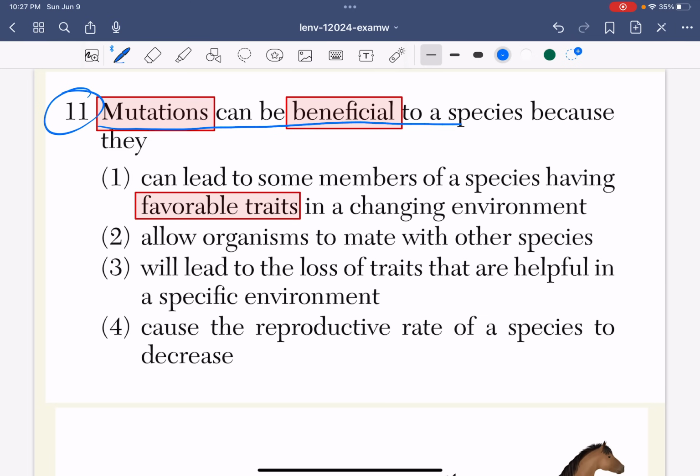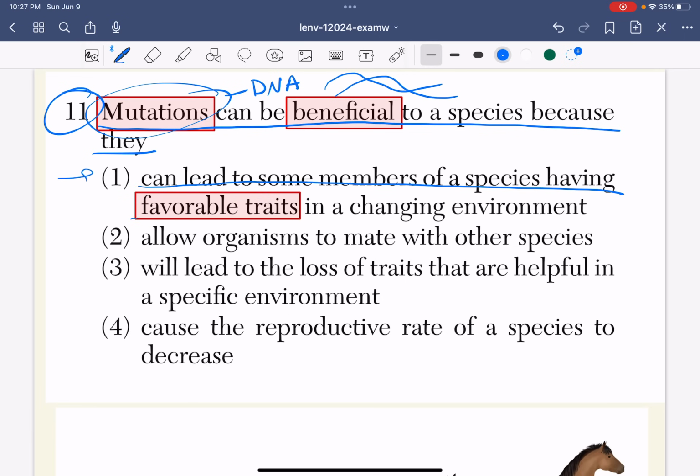Mutations can be beneficial to species because... do you know what mutations are? Do you know that mutations, they're talking about the DNA strand? Do you know that a DNA strand of an organism can change to benefit its survival? Okay, so let's take a look at the answers. Number 1, can lead to some members of a species having favorable traits in a changing environment. Notice how I highlighted mutations and beneficial. Beneficial means good. It means that the organism can survive. So number 1 is looking pretty good.